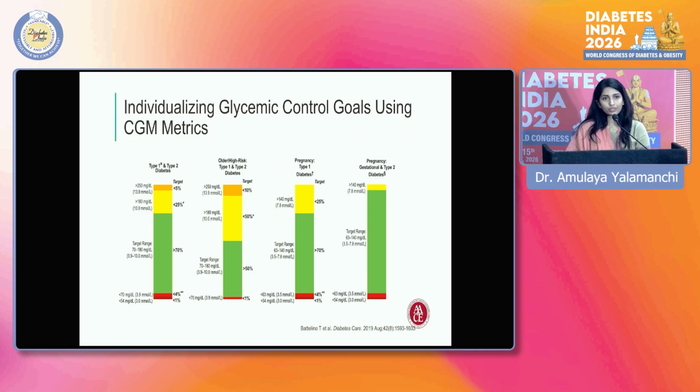But we also need to individualize glycemic control goals even in CGM metrics. So we know the metrics for type 2 diabetes, but for older populations and high risk patients with complications in type 2 diabetes, time in range can be more than 50%, not 70% as we see in normal individuals with type 2. But the most preference should be given to time below range. Less than 70 should be avoided at all costs. It should be less than 1%, to as minimal as possible. Time above range more than 180 should be less than 50%, and more than 250 should be less than 10%.